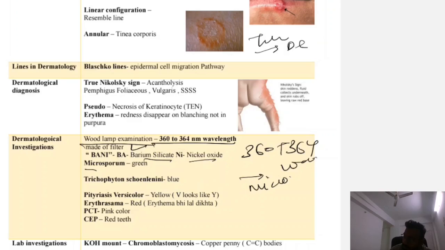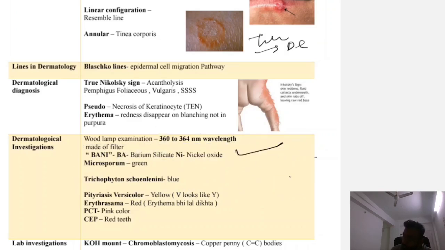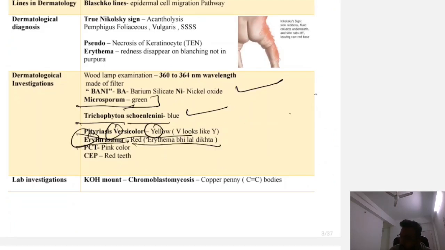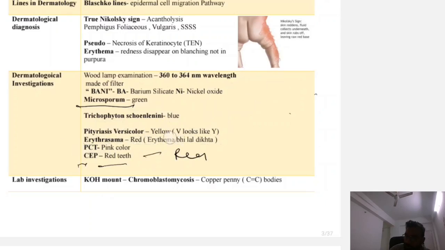So you can see in Wood lamp examination, you will find different color on different fungus or different diseases. So in microsporum, it is green. Trichophyton schoenleinii, it is blue. Pityriasis versicolor, so V you have to remember, it is yellow color. Erythrasma, it is red. Erythrasma, it is like erythema, so it is red. PCT, porphyria cutanea tarda, pink color. Congenital erythropoietic porphyria, red teeth. So Wood lamp examination shows different color on different diseases and in fungus.